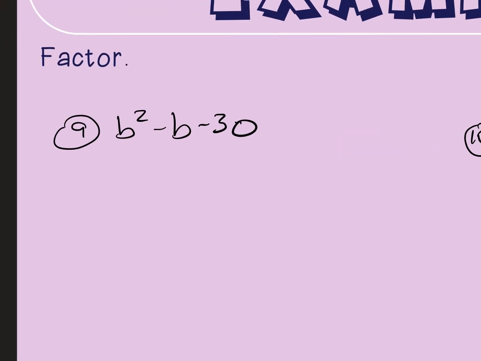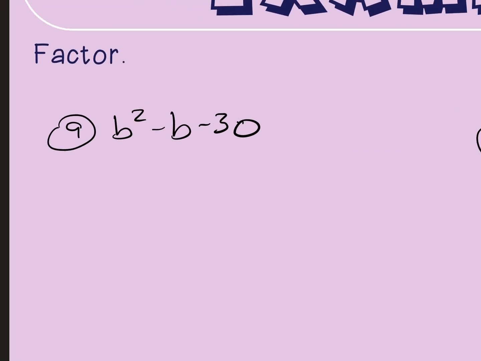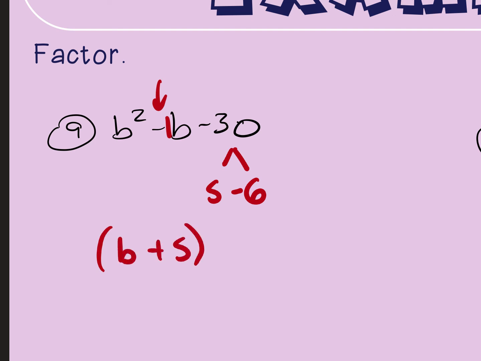All right, number 9. So here I have b squared minus b minus 30. So I'm looking for 2 factors of negative 30, but what do they have to add to? Negative 1. Perfect. Because that coefficient in front of the b, even though it's not written there, is a 1. So what are 2 factors of negative 30 to add to negative 1? 5 and 6, but which one's negative? The 6. Bigger number is negative, so 6 would have to be negative. So in my parentheses, I have b plus 5, 5 is positive, and b minus 6.